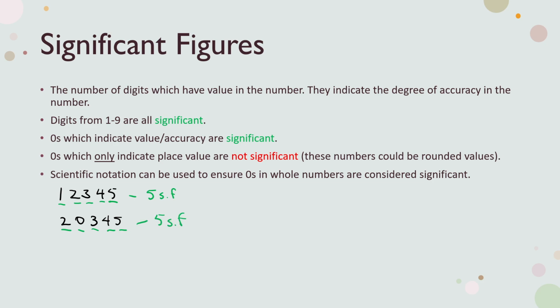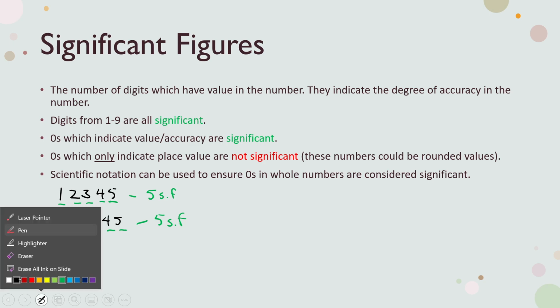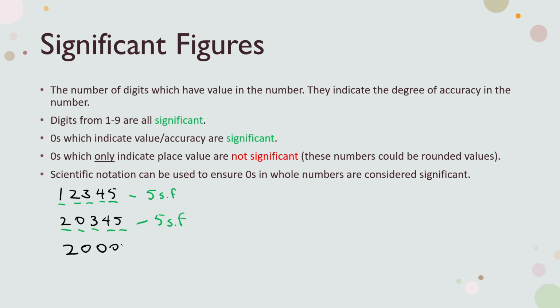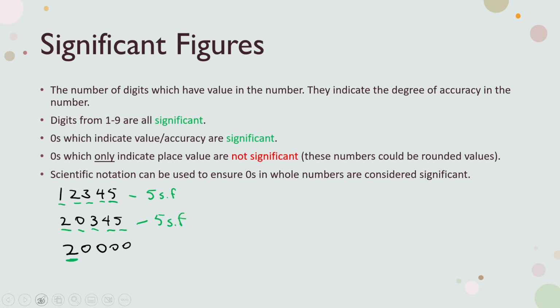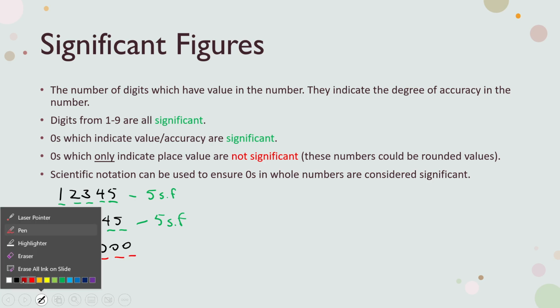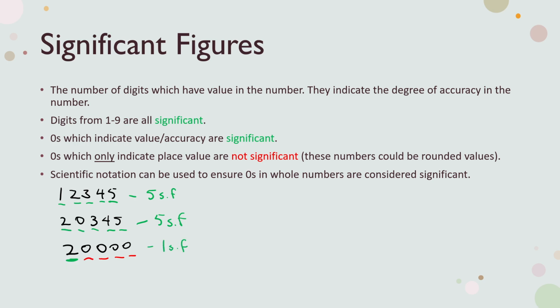In my next example, I'm going to show another whole number, but this time the zeros are not going to be significant. So this one I'm going to write down the number 20,000. Now this number only has one significant figure. All of the zeros that follow are not considered to be significant because this could be a representation of a rounded number. The main reason that the zeros are here is to show that the 2 in the number is in the 10,000s column. It's representative of 2 lots of 10,000.